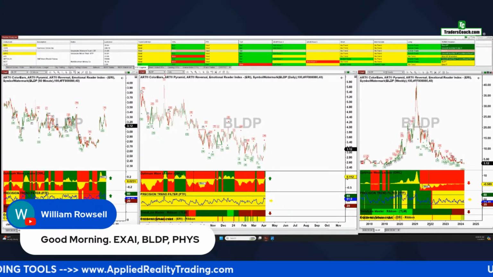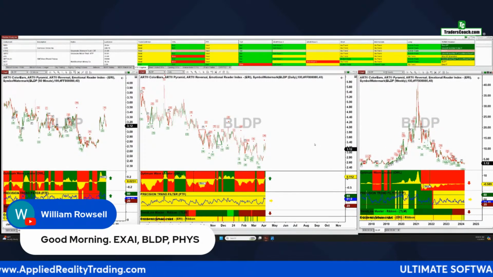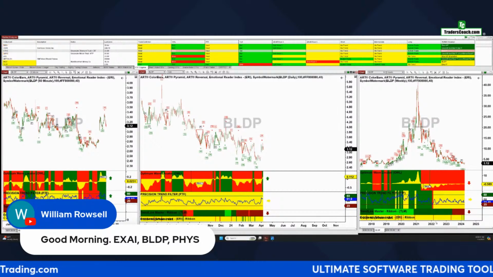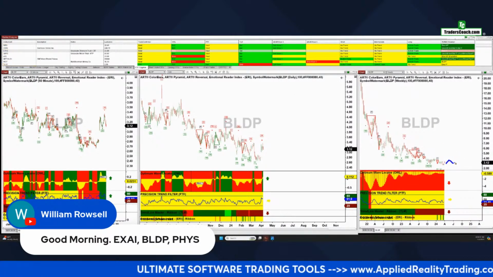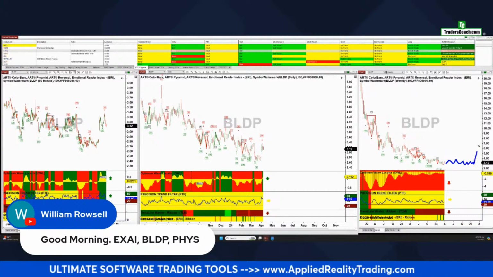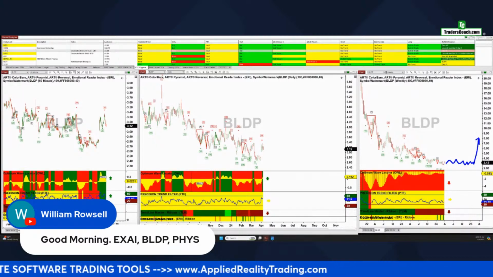Now, I will say, when this finally does bottom and move up, it'll be a great trade. What I'm concerned about here is we may reach a bottom, but then it may just stay stagnant until the market improves for this particular stock and it moves up.